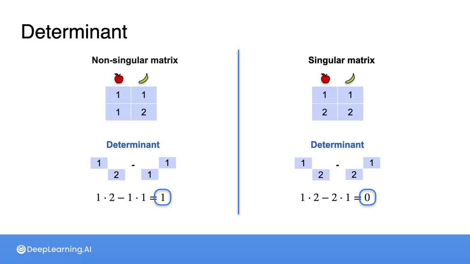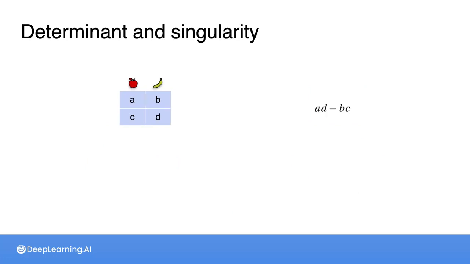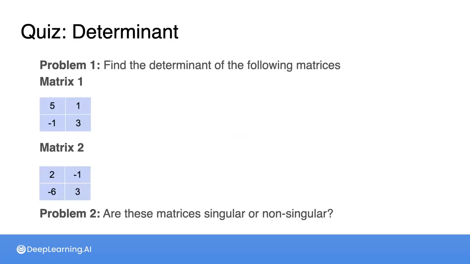Non-singular matrices have non-zero determinants. They don't need to be 1, but they're non-zero. And singular matrices have 0 determinant. To summarize, the determinant of a matrix with entries A, B, C, and D is AD minus BC, and it is 0 precisely when the matrix is singular and non-zero when the matrix is non-singular. So now you're ready for a quiz.